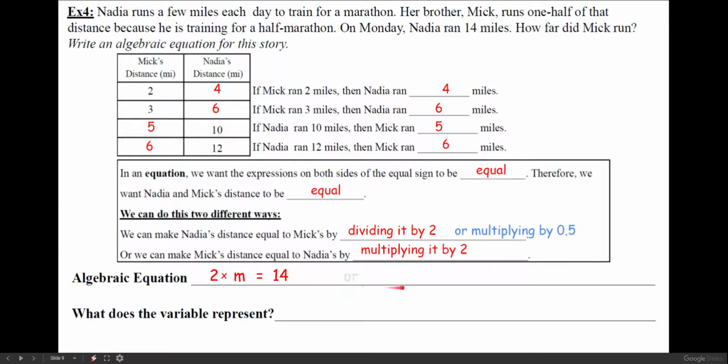Another way you can write this, instead of 2 times m equals 14, is 2m equals 14. And this is actually the preferred way to do this. So you may want to circle that, because 2m is just another way of writing 2 times m. The reason we don't like to use the times is it looks too much like an x. It looks too much like a variable. So this is the preferred way of representing multiplication when you're multiplying a variable and a number. Anyhow, what does the variable represent in our story? M represents Mick's distance.